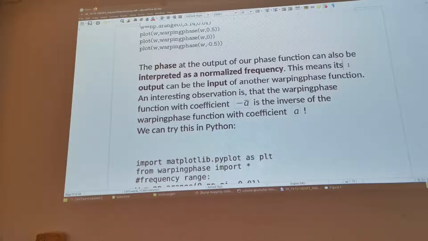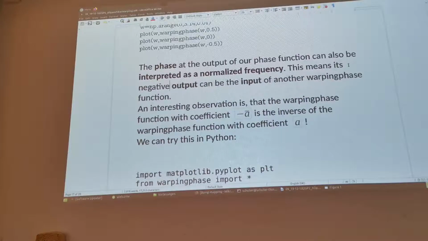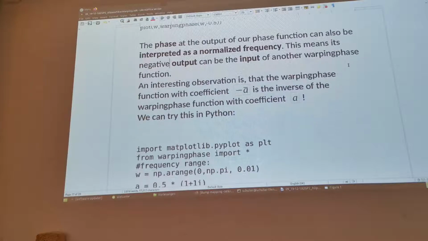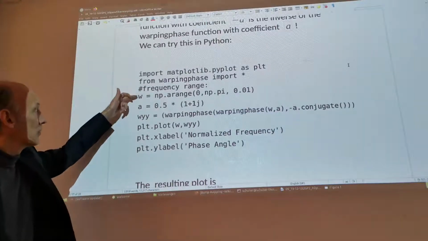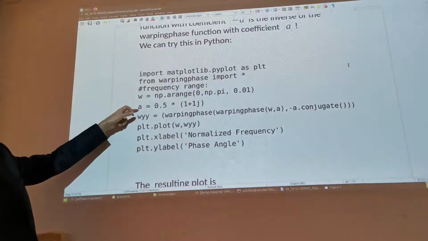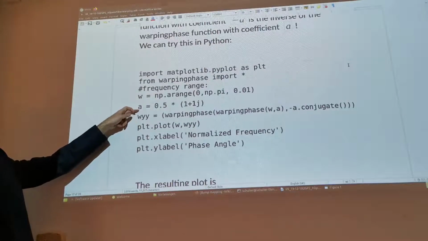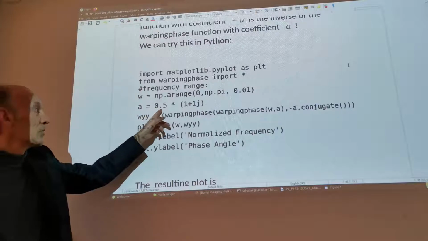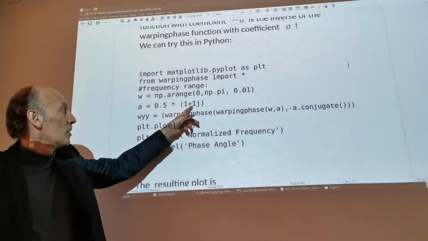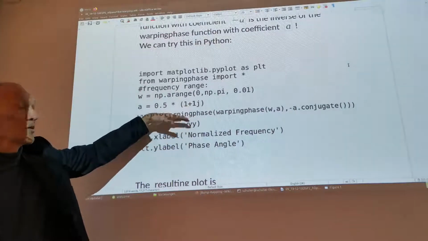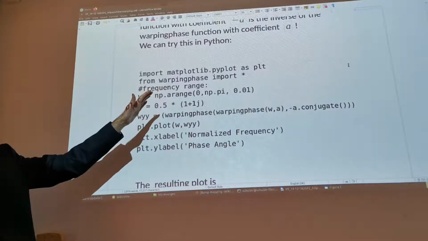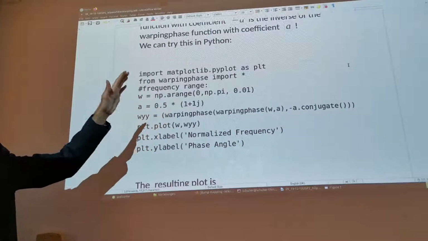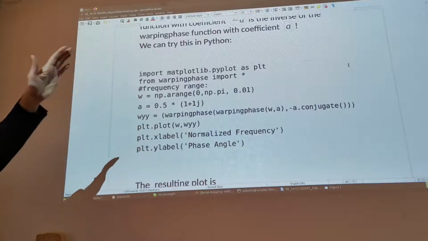It's negative. So this is what I did here to show you that they are inverse. Again, here the frequency axis. Here I'm now taking a complex valued A, 0.5 times 1 plus 1j. So this has an angle of, what's the theta? 45 degrees, pi over 4, right?